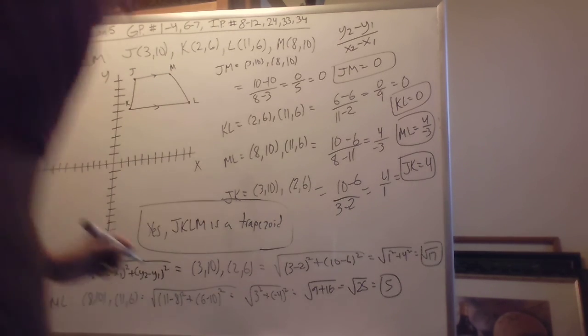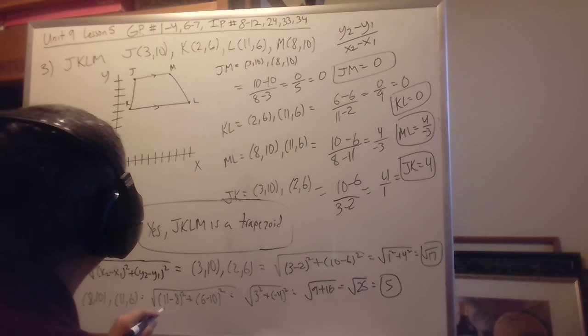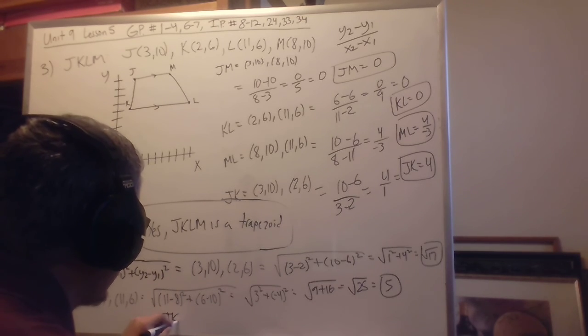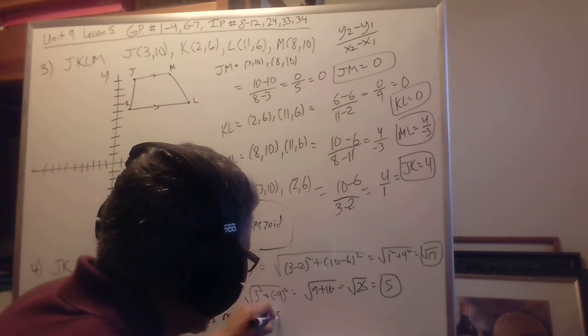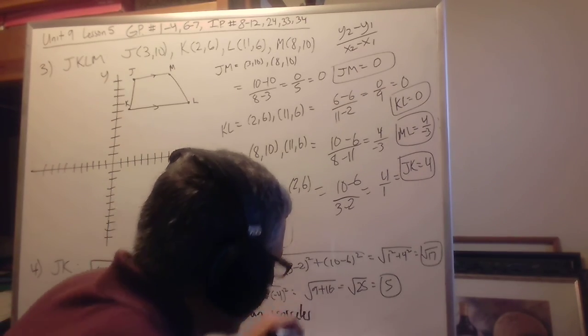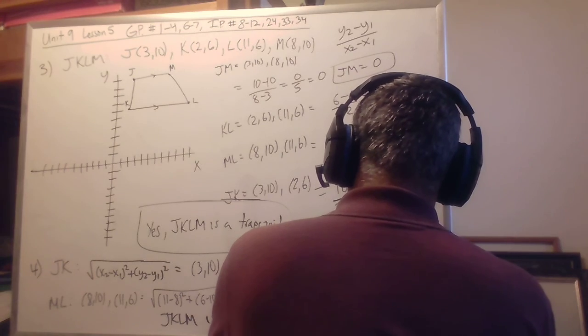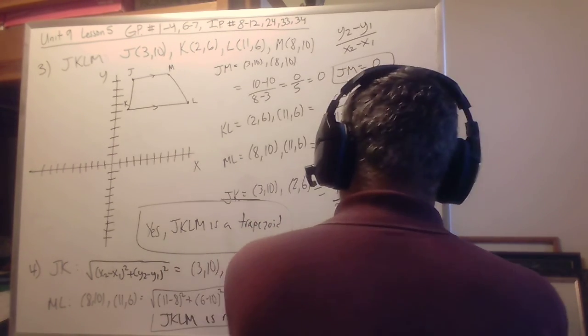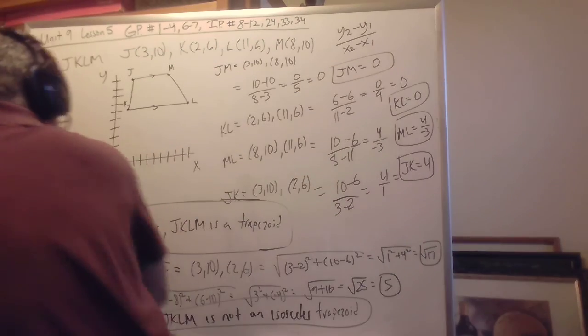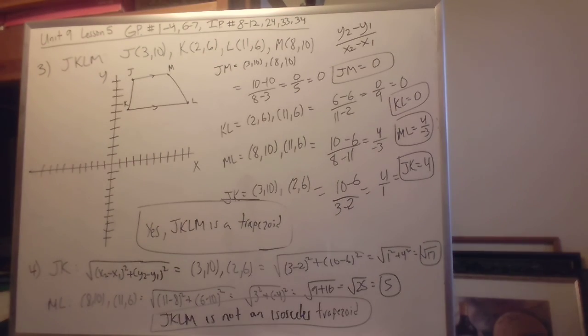So we're going to say JKLM is not an isosceles trapezoid. And that would be number 4.